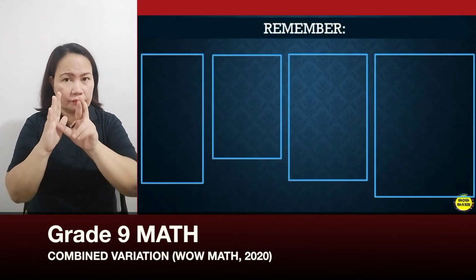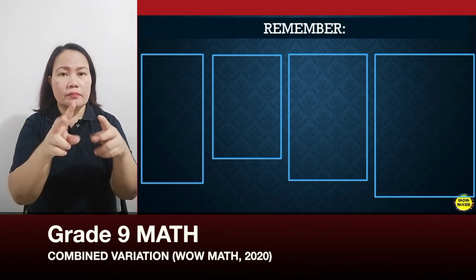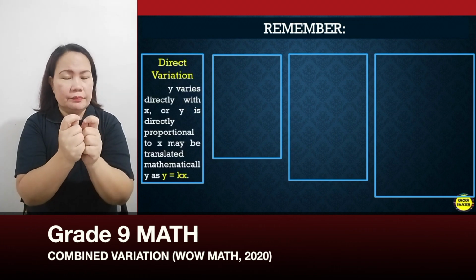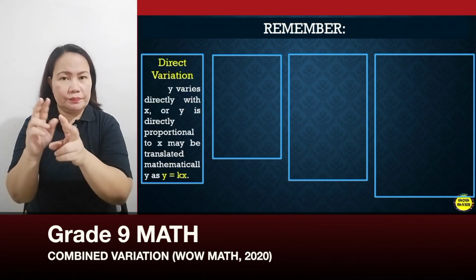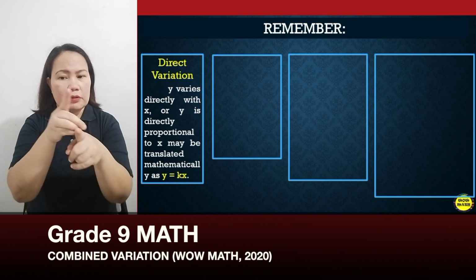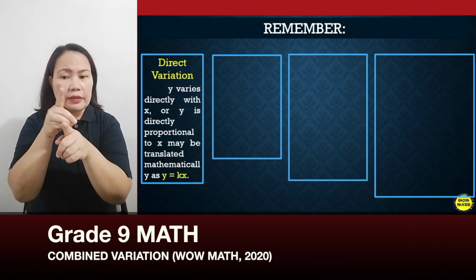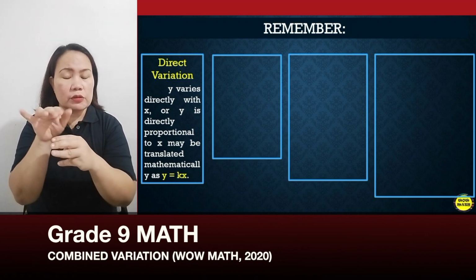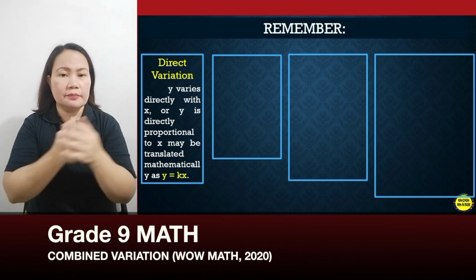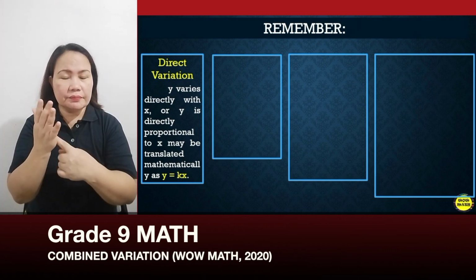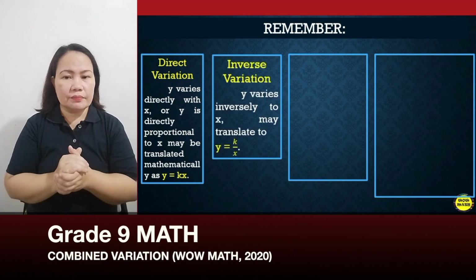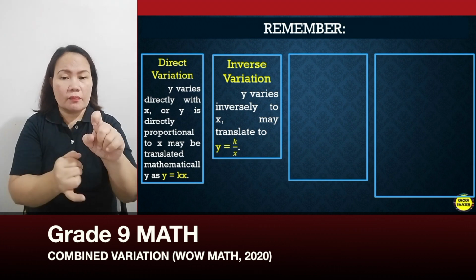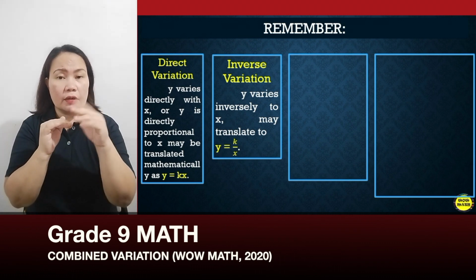So let us recall the first three variations that we already discussed: the direct, the inverse, and then the joint variation. In direct variation, if y varies directly with x or y is directly proportional to x, it may be translated mathematically as y is equal to kx. Look carefully at how we translate the different variations that we discussed in our previous video lesson. In inverse variation, if y varies inversely to x, it translates to y is equal to k over x.